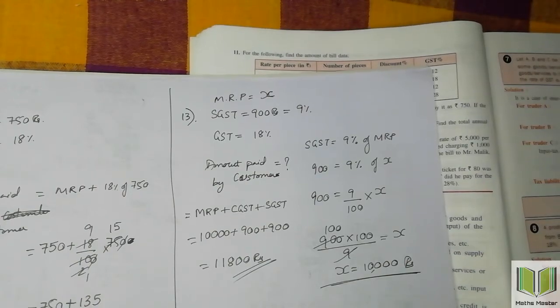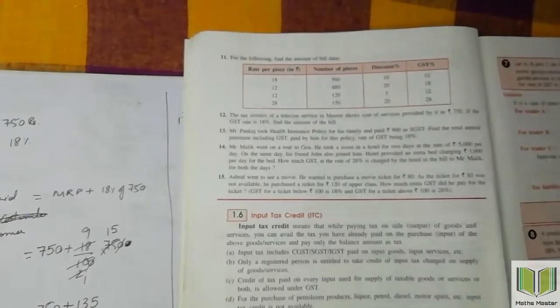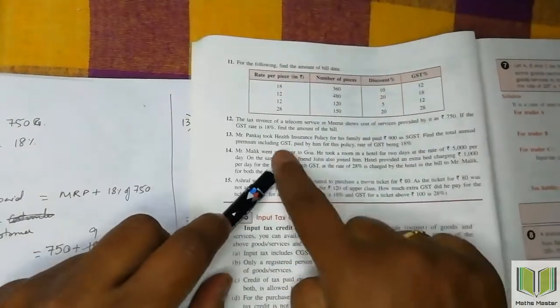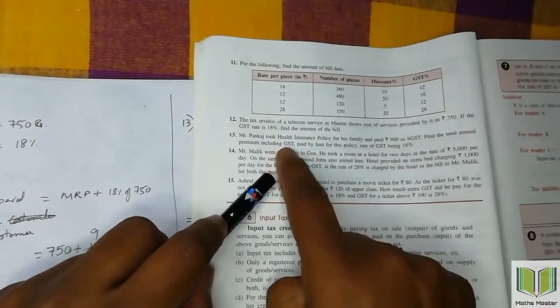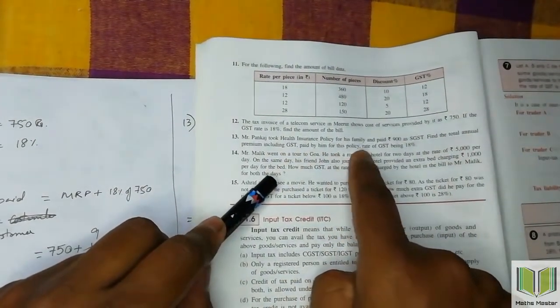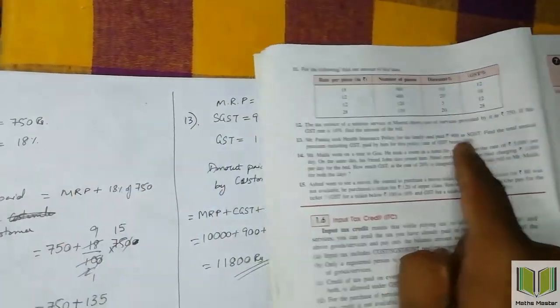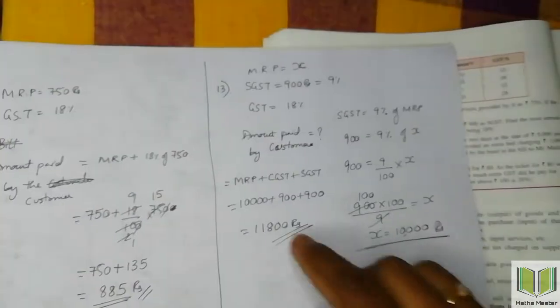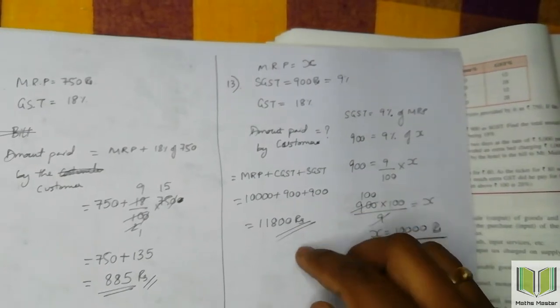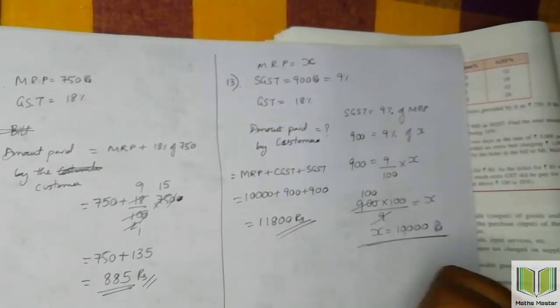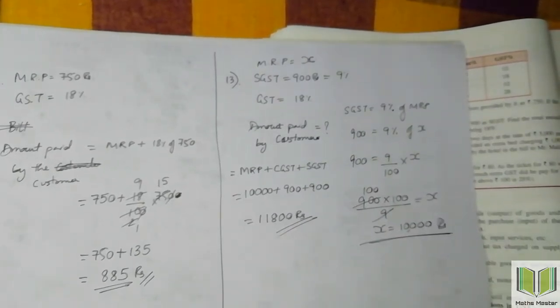Clear? The question was to find the amount paid by him. Find the total annual premium including GST paid by him for the policy, rate of GST being 18%. So the total amount which the customer paid will be equal to 11,800 rupees, which includes MRP and the CGST and SGST. Clear? Done. Let's see what the 14th question says.